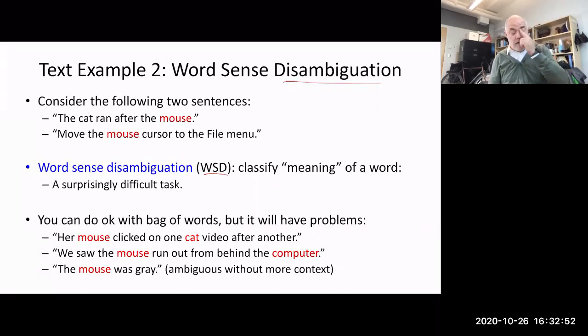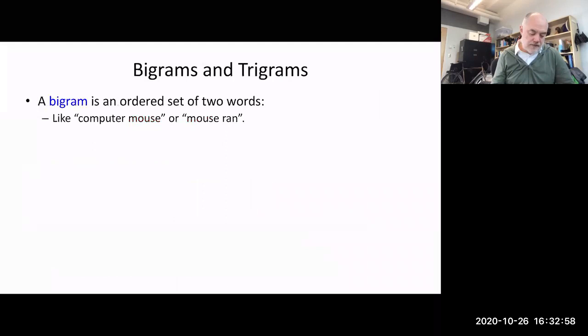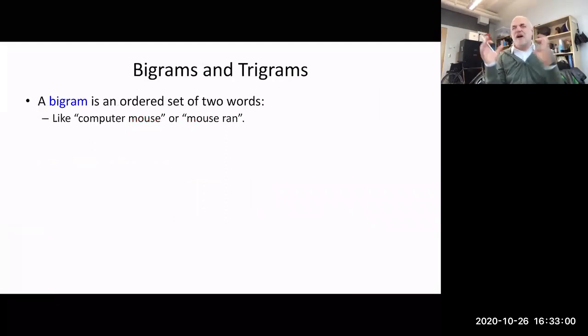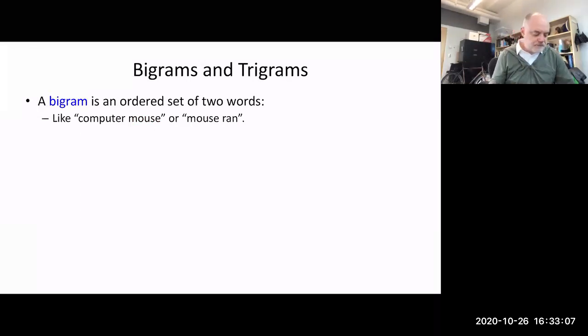These are going to be ambiguous unless you have more context. You don't know exactly which mouse you're referring to here because the bag of words representation isn't enough. So we need to have some word ordering and contextual information, but we don't need it all, right? So we've talked about bigrams a little bit. Let's be a little bit more concrete here.